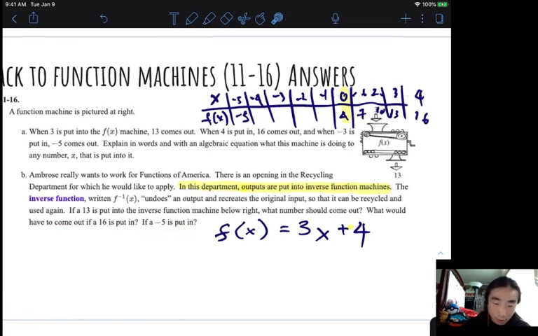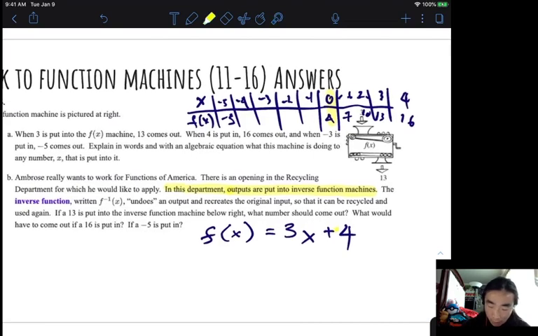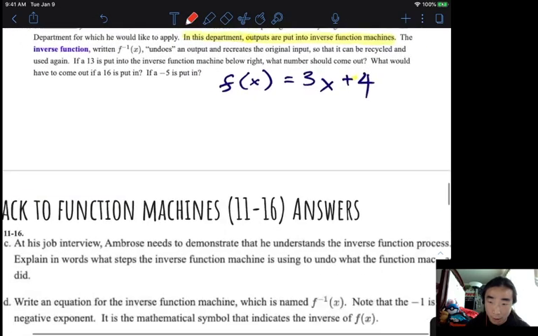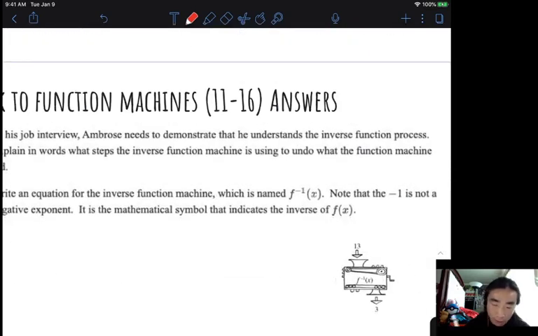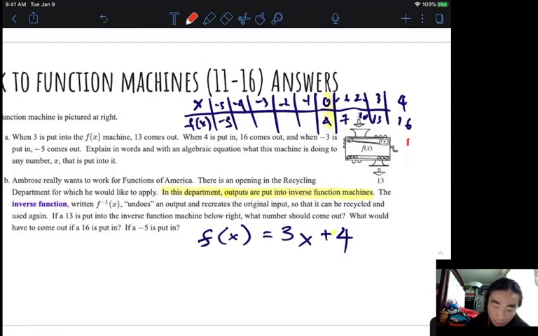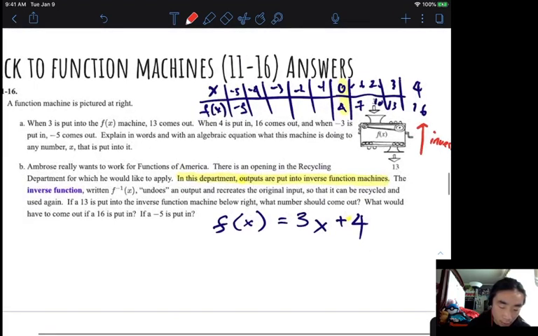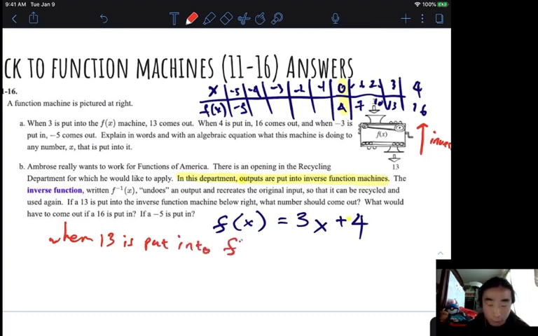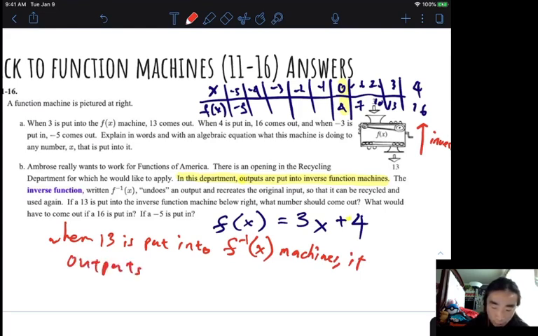Well, imagine over here going in reverse. So the picture, it got cut off, it's like over here. Notice this picture down here and this one, instead of going forward as we've been doing, inverse goes the other way. So the inputs and the outputs got switched. The first part, when 13 is put into f inverse of x, the inverse machine outputs, as we look in our table, 13, it was our old output, but now it's our new input. It's going to spit out 3.